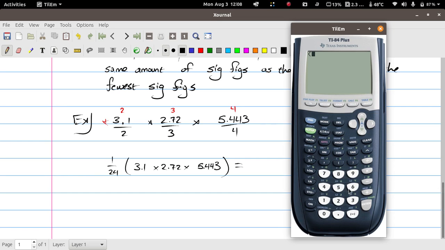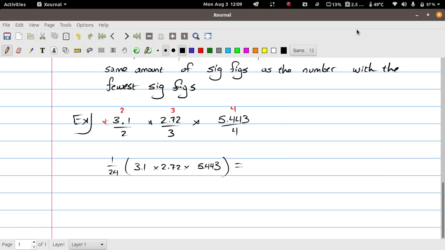So we have 3.1 times 2.72 times 5.443 divided by 24. And then our answer is 1.912, some super long decimal, but we only need two significant figures. So I'm going to just put 1.91 because the number that we're actually going to be dropping is the third number. Because it's less than 5, our answer is going to round down, and it's going to be 1.9. And that's how you would do something like that.